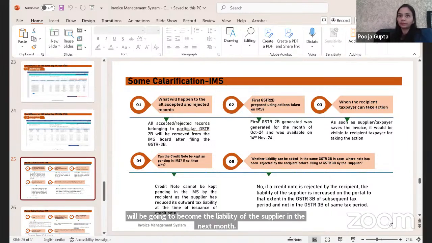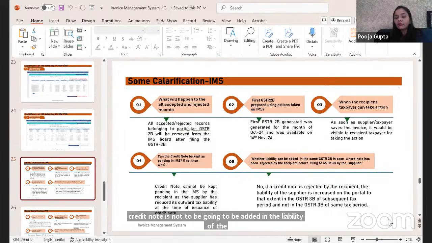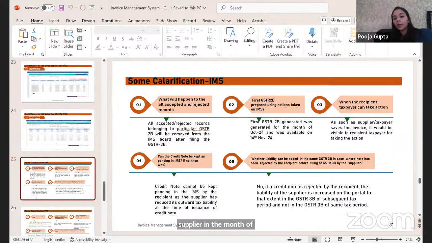Let's take one example. The supplier has issued a credit note on 9th of November and on 9th of November, the recipient has rejected it. But basis the rejection, this credit note will not be added in the liability of the supplier in the month of November. It will be added in the liability of the supplier in the subsequent month, which in that case is December. It means it will not be added in the current month liability. It will be added in the subsequent month liability.